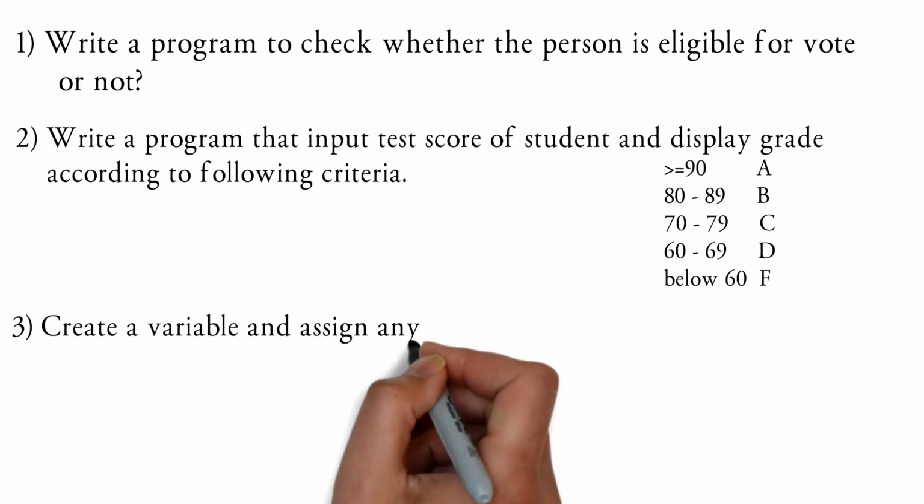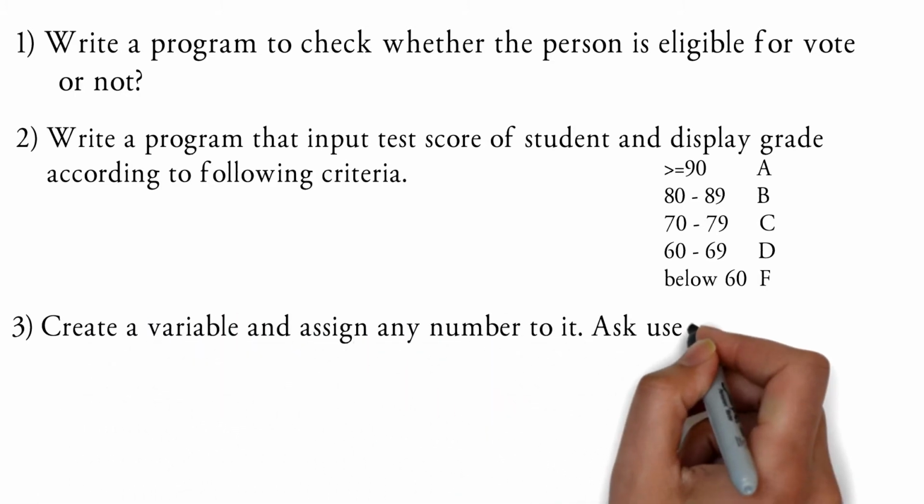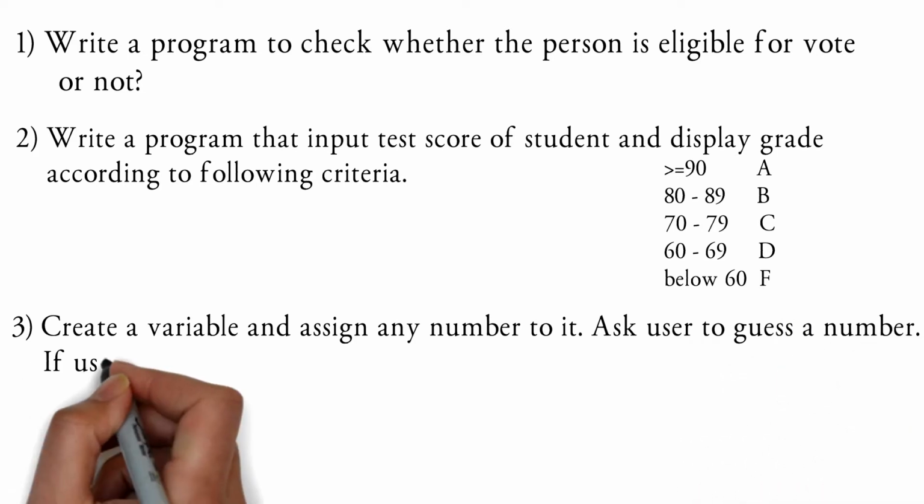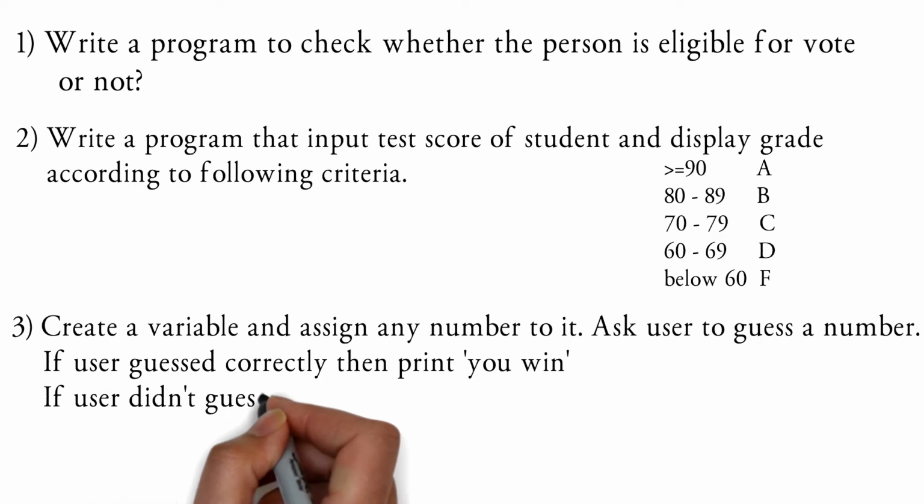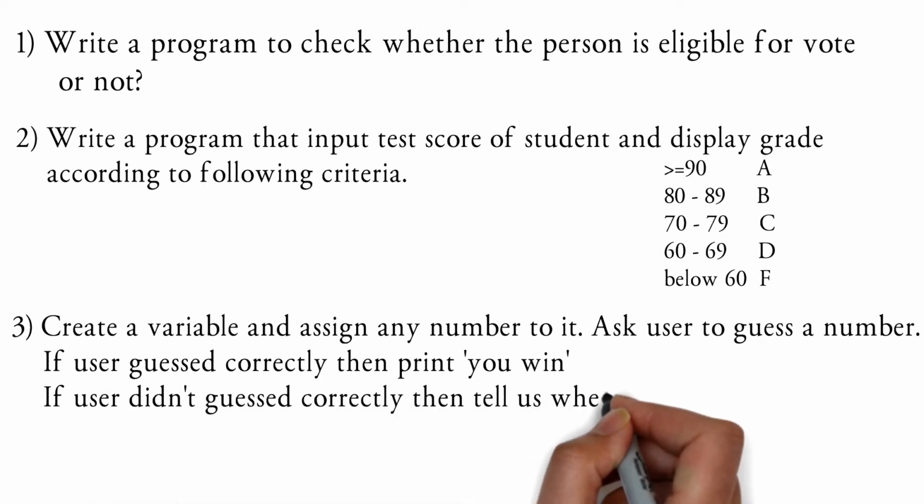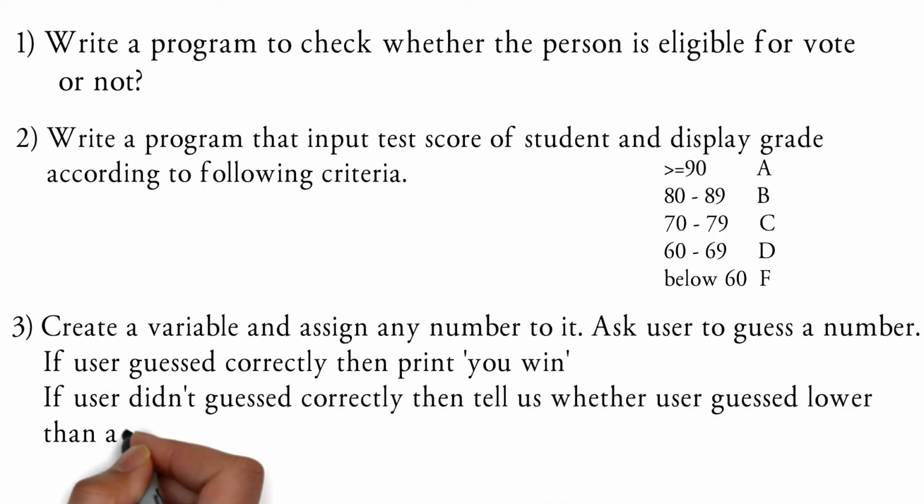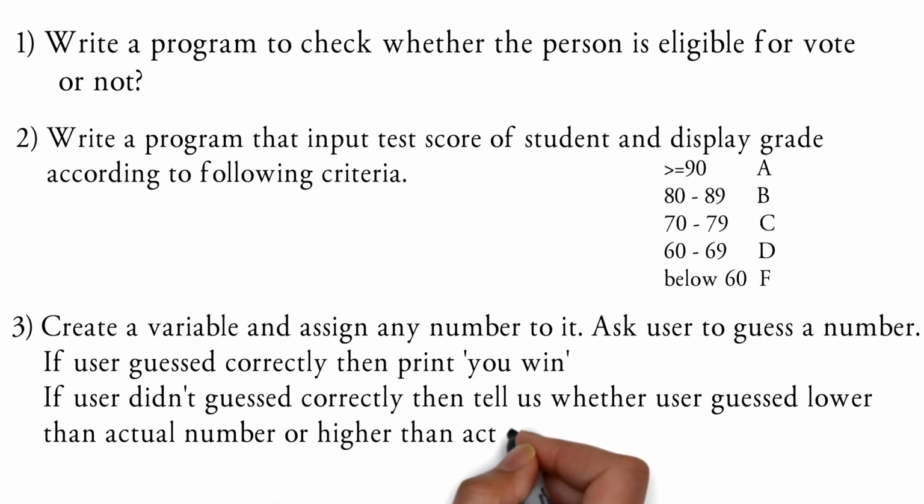Number 3. Create a variable and assign any number to it. Then ask the user to guess a number. If the user guessed correctly, then print you win. If the user did not guess correctly, then tell us whether the user guessed lower than the actual number or higher than the actual number.